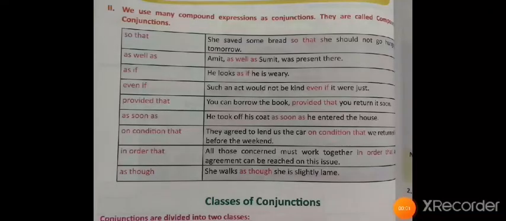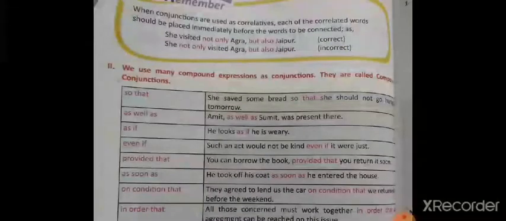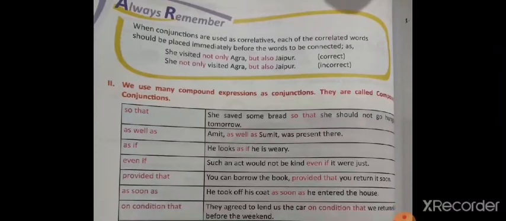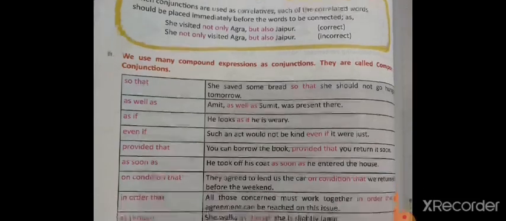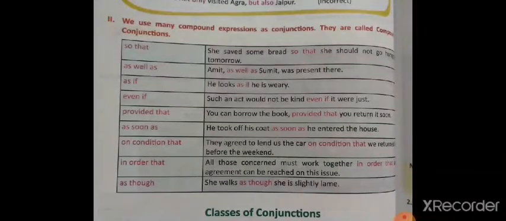Now we are going to study about the compound conjunction. Now what are compound conjunctions? Whenever there is one thing, always remember, when conjunctions are used as correlative, each of the correlated words should be placed immediately before the words to be connected. All right, next is we use many compound expressions as conjunctions. They are called compound conjunctions. So that, as well as, if, even if, provided that, as soon as, on condition that, in order that, as though. All right, so these are the words that are known as compound conjunctions.